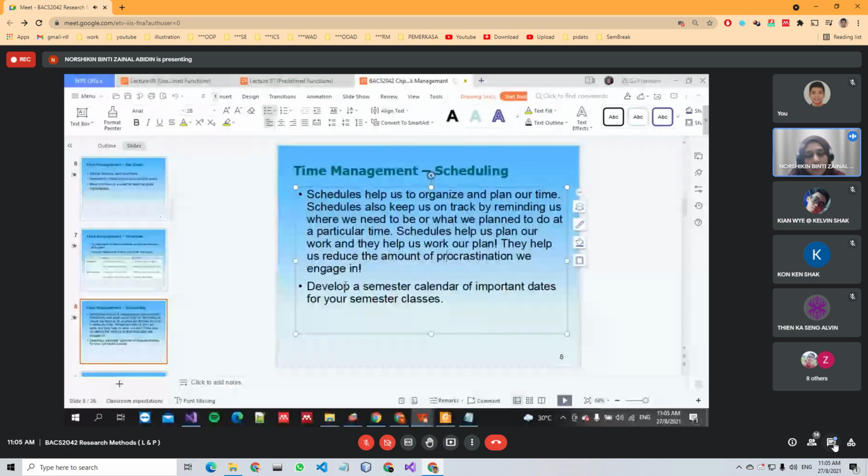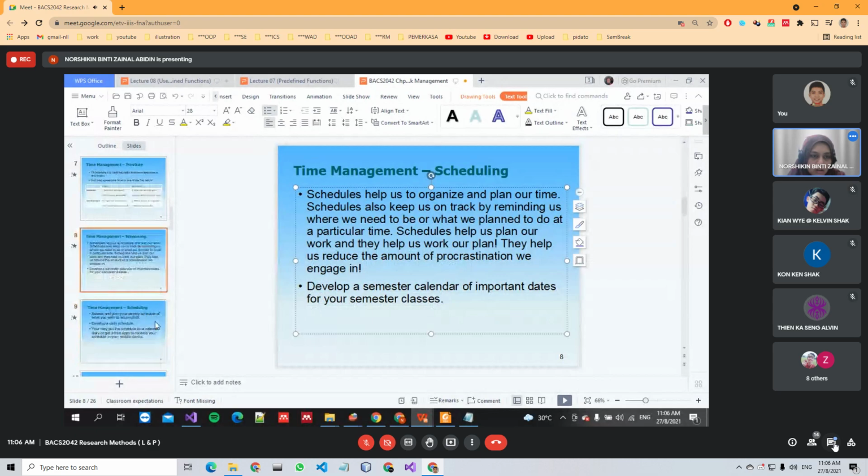Develop a semester calendar of important dates for your semester class. I think this one is quite important for a student. Like I said, I check my semester calendar. For example, the midterm is in week 7, so by week 6, I have already read chapter 1 or chapter 2 a few more times. So this is very important.